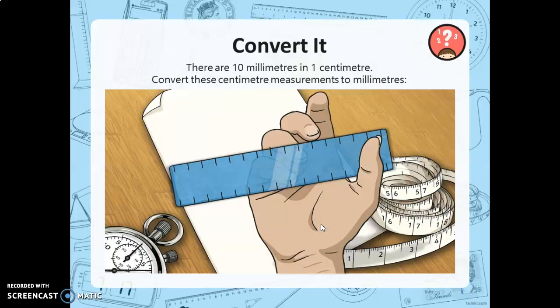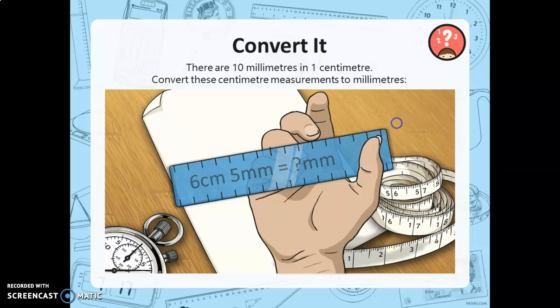Okay, now you have the chance to apply everything that you have just learned. These are interactive practices to what you've just learned. Let's try one. So there are 10 millimeters in 1 centimeter. Convert these centimeter measurements to millimeters. 5 centimeters would be the same as 50 millimeters. Why? Because I multiplied 5 by 10. Fantastic. And so on. You would have to work the rest on your own.